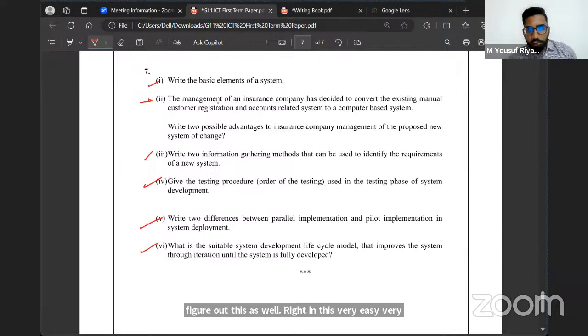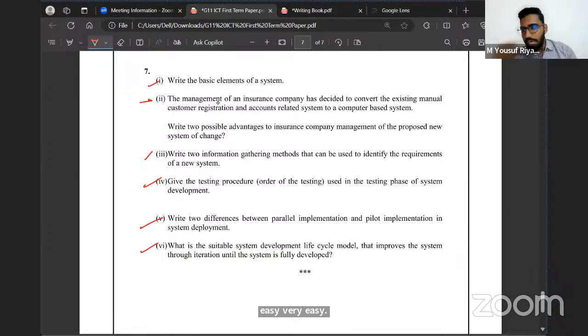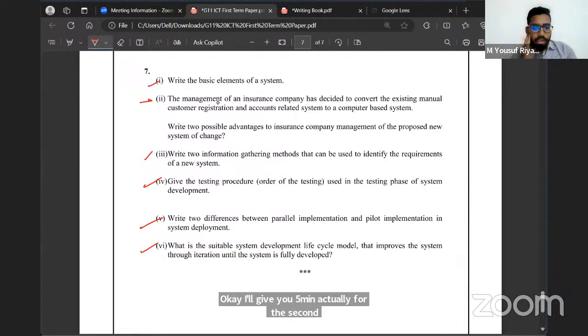Okay. I'll give you all 5 minutes. For the second one, you have to write an elaborative answer. Others are all direct answers. Try doing this question alone regarding STLC, and I'll discuss.